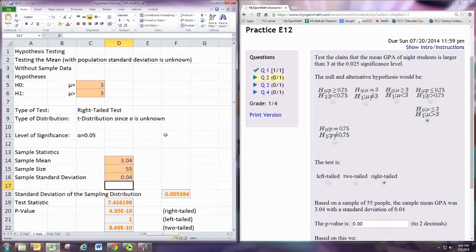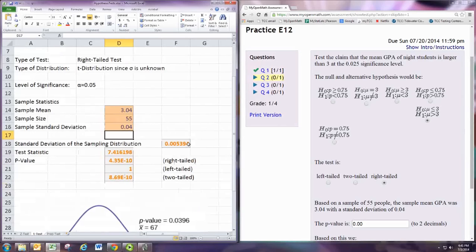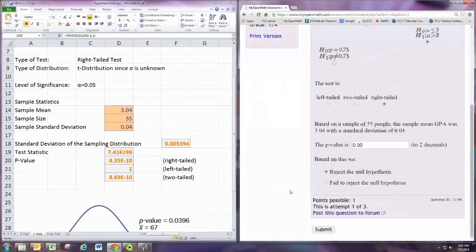And this is the worksheet that's available in the resources menu, by the way. And it's a right-tailed test, so you can see there's the same p-value we had calculated through the calculator. All right, so again, we reject.